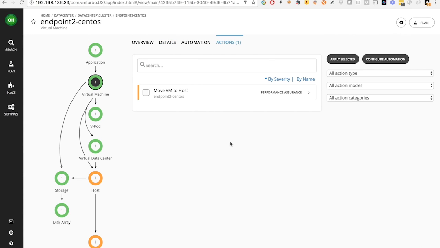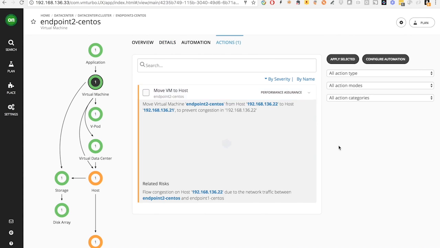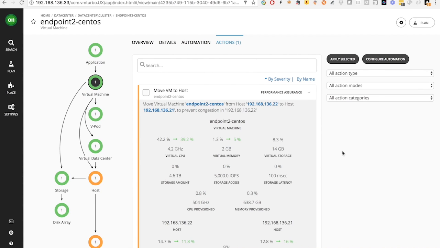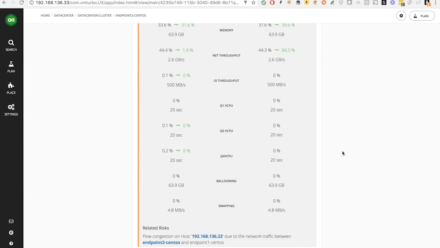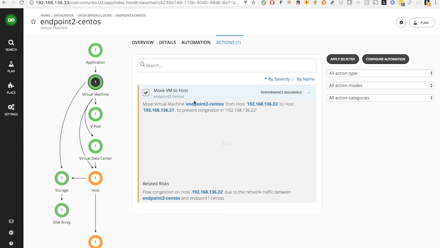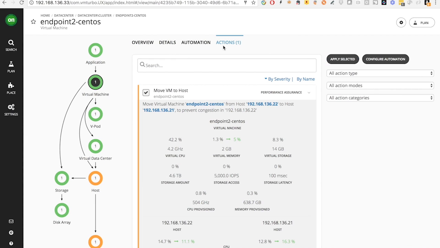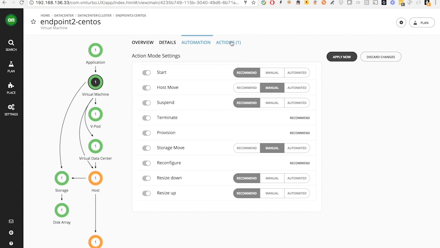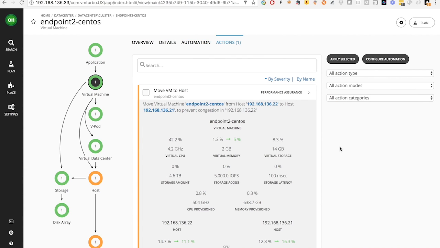What Turbonomic can suggest, based on the resource consumption across different dimensions, is that you can move this virtual machine endpoint 2 CentOS from host 22 to host 21 to prevent the congestion. The congestion is the flow congestion on host 22 due to the network traffic between endpoint 2 and endpoint 1, which is what Tetration is telling us. From Turbonomic, you can always execute this action directly, and you can choose to automate the actions to set your data center to an entirely complete autopilot.